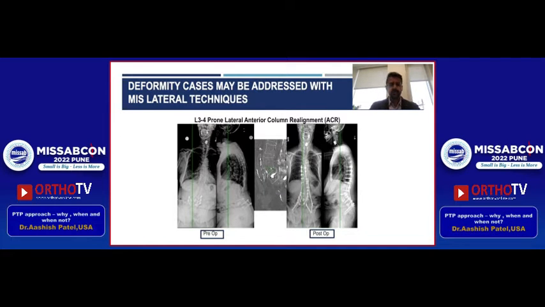Some cases, deformity cases with major coronal sagittal alignment issues, you can perform a prone ACR as part of your larger construct in order to gain sagittal and coronal correction.